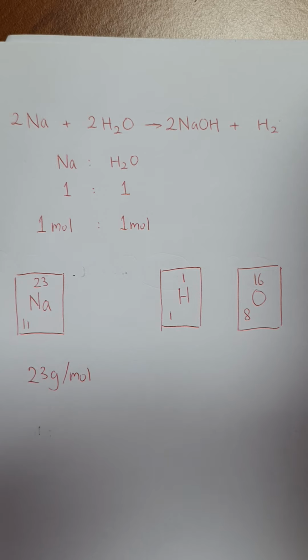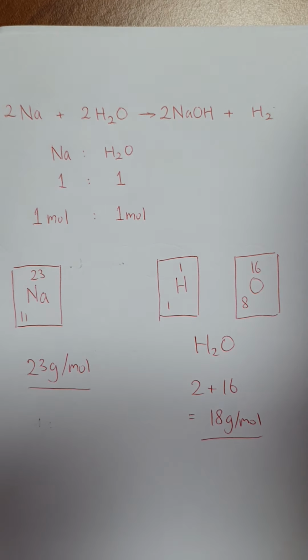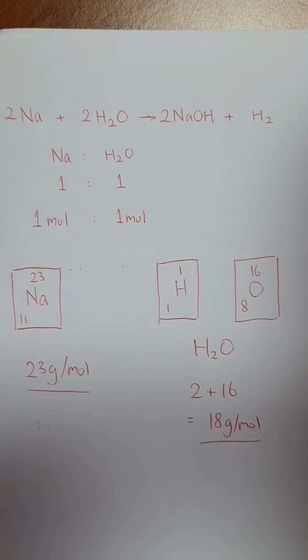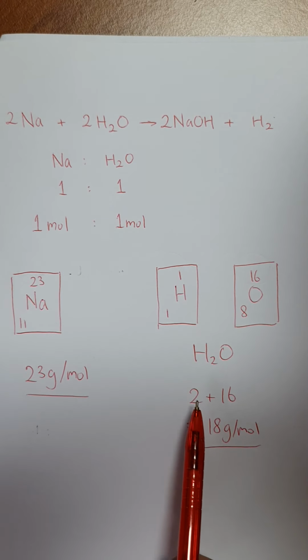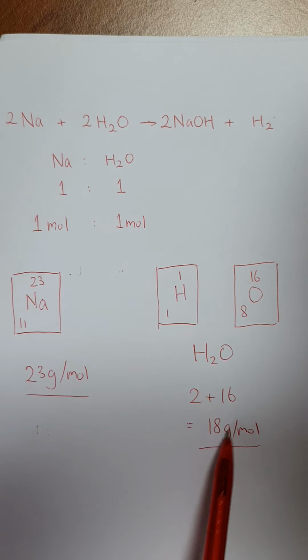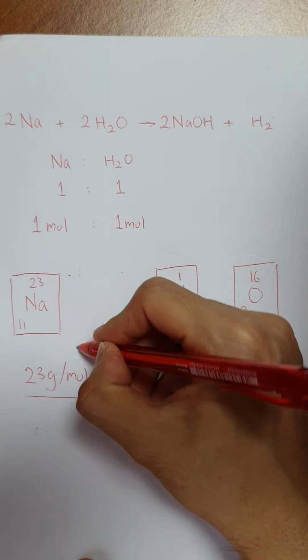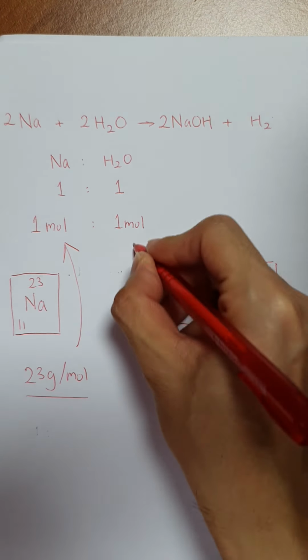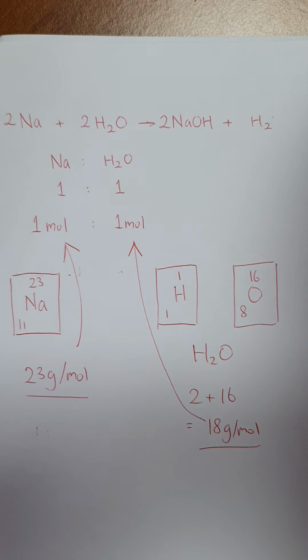Okay, and then if you look at water, water is H2O. So 2 plus 16, because H2, 1 times 2 gives you 2, plus 16, that gives you 18. So 18 grams per mole. So what this tells us is that if I were to have 23 grams of sodium, I'm going to require 18 grams of water.